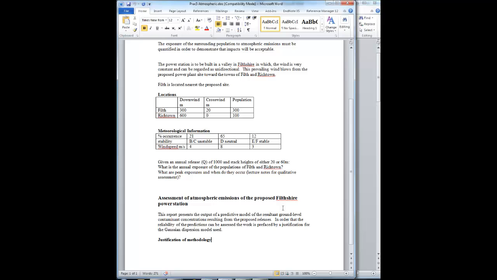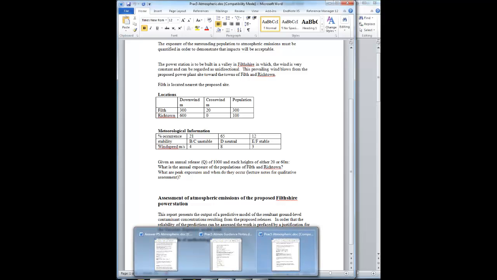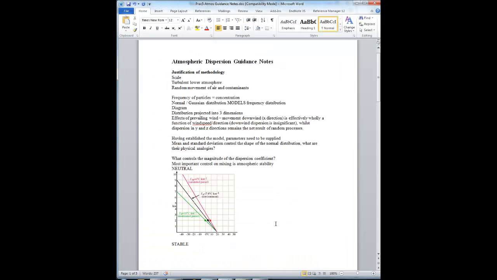In order to do that, it's best to look at the document, the atmospheric guidance note, and the justification for the methodology begins really first by considering the scale at which we're trying to predict the distribution of the contaminant.